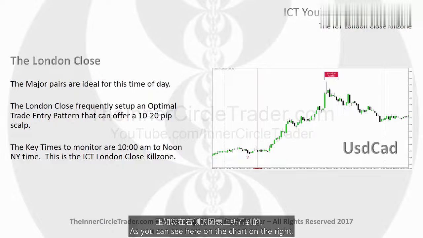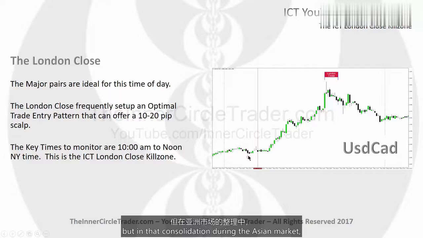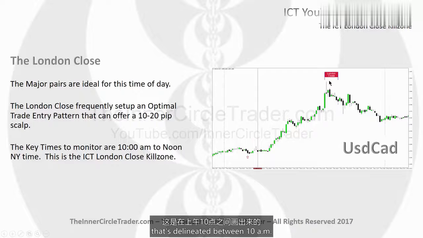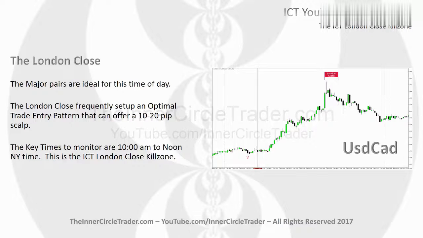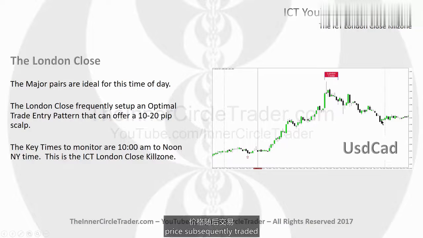As you can see here on the chart on the right, this is a dollar CAD chart. You can see the beginning of the day, we had a consolidation, but in that consolidation during the Asian market, we create the low of the day. Then after midnight New York time, the market rallies one-sided all the way up into the time window that's delineated between 10 a.m. and noon New York time. This is the London Close kill zone. You see the daily high formed exactly within that little window of time, and then price subsequently traded lower into the close.